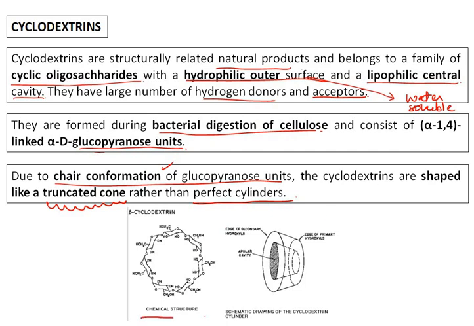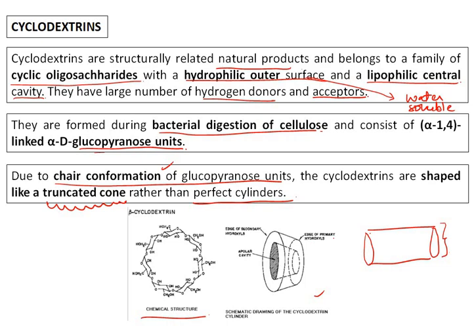I have shown you this particular structure. This is a flat structure of cyclodextrin. If you see this three-dimensional structure, it's not like a perfect cylinder. Rather, this part is somewhat narrower, right? So that makes it a truncated cone.